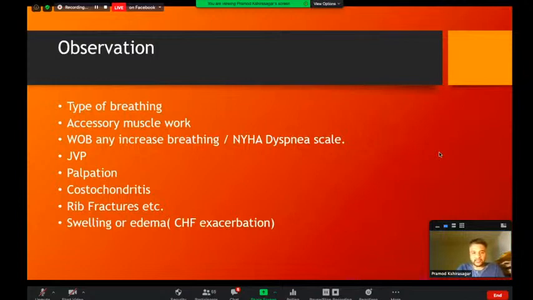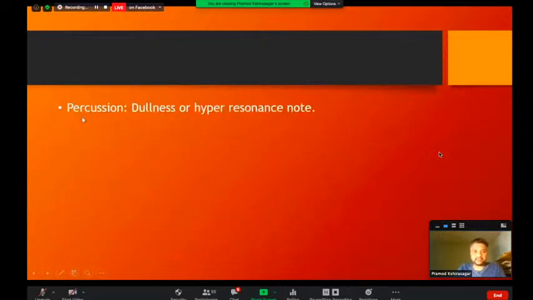So anything more than 3 pounds indicates that fluid is building up, so they have to contact their doctor to change any diuretics or for any need for hospitalization. So always check the weight if the patient has CHF, and check for dullness.